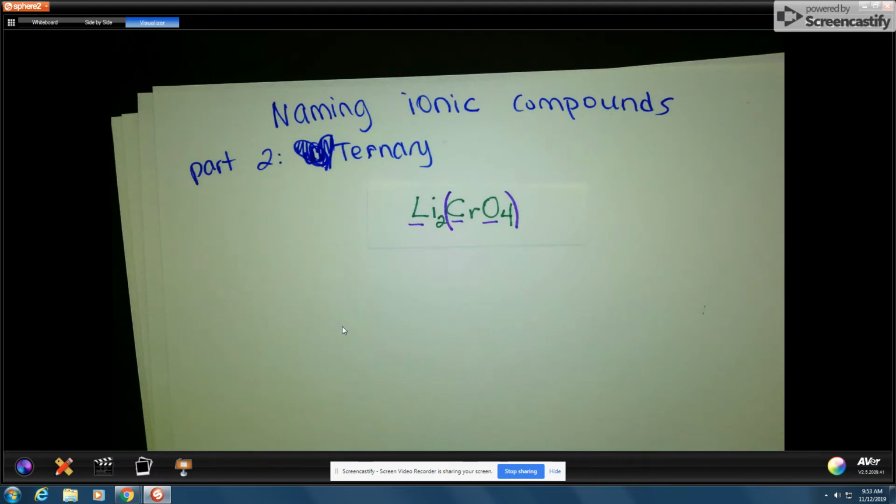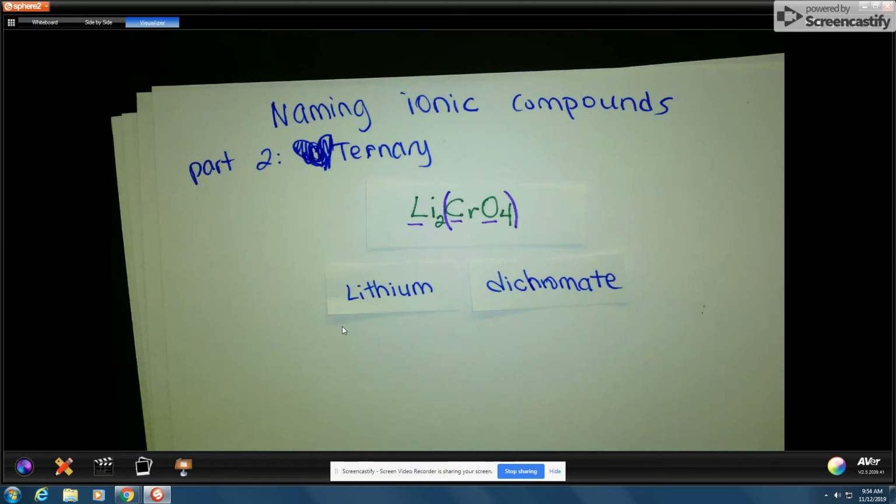Now, when you name it, naming ternary is even easier than binary. With the binary, you had to change the ending to "ide," but if it's a polyatomic on the end, you don't change it. So Li is lithium. You write it down. CrO4 is dichromate. You write it down. That's how you name it. That's it. That's all you do.